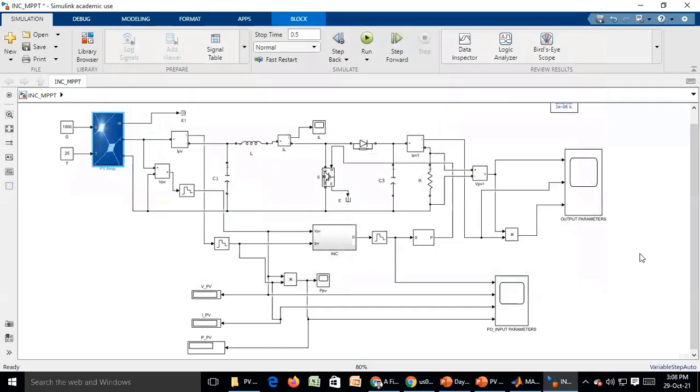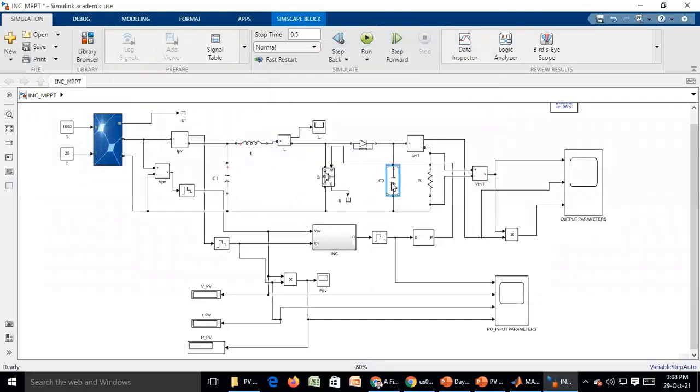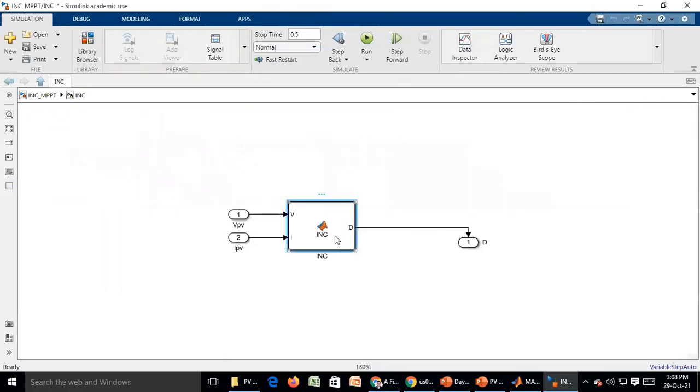So my P&O and incremental conductance, which one is giving the best performance? I want to see. So under that condition, this is a boost converter. The output of PV is connected to the boost converter. The same amount of L I have considered, same amount of C's, same amount of load. Now the only change is in this incremental conductance.